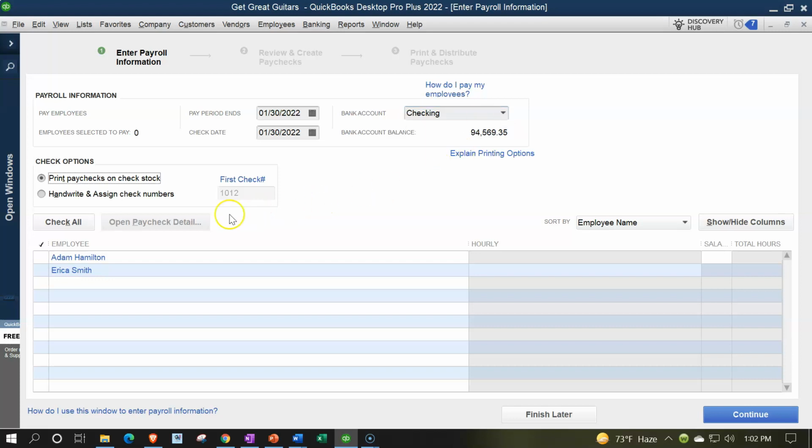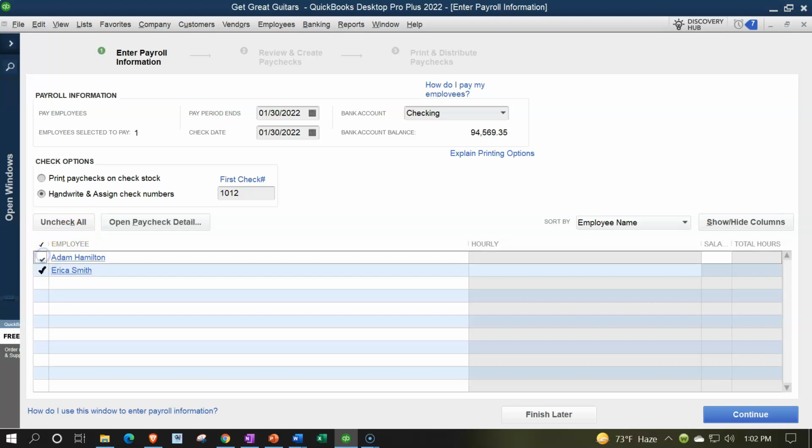Then we have the print checks on the check stock, or you can handwrite and assign the check numbers. So if you're going to print the checks, then same kind of process. If you're printing checks elsewhere, you'd have the actual physical checks. You're going to put them into the printer, or you can handwrite them, or you possibly might indicate here if you're going to do some kind of electronic transfer and you're using this to process the checks to show that, in which case you wouldn't have, in essence, a check number related to them.